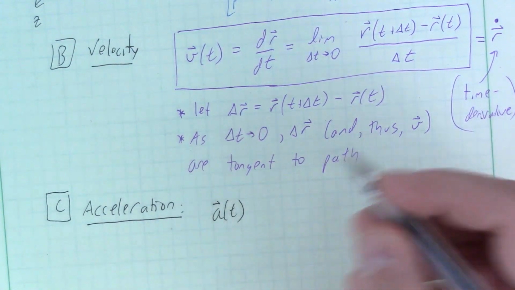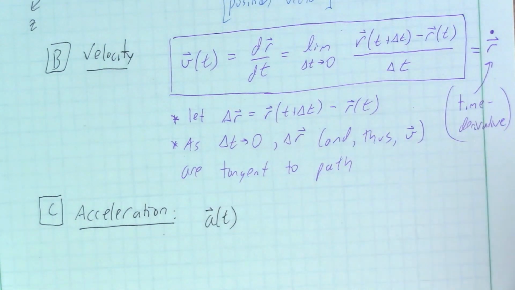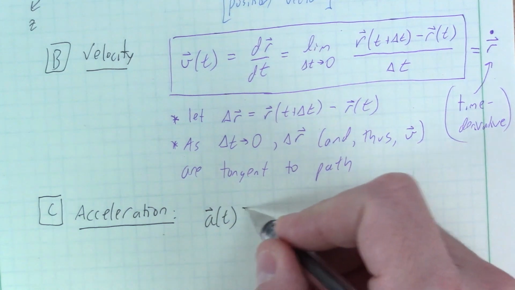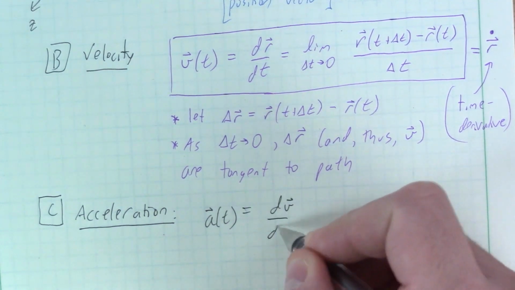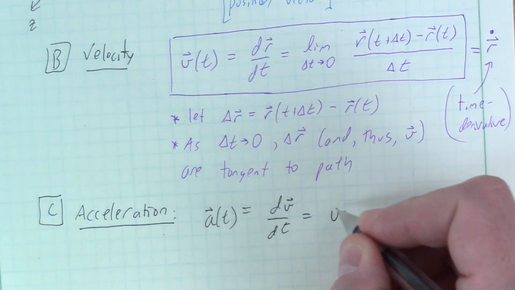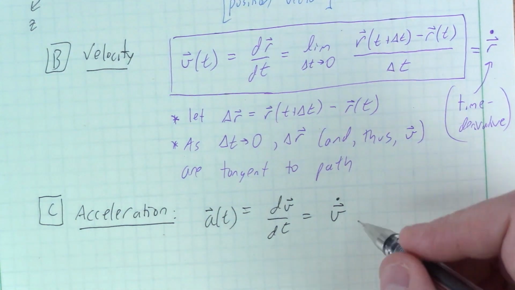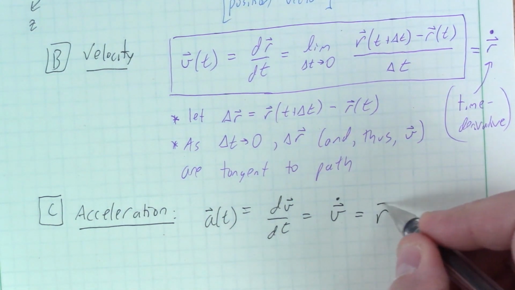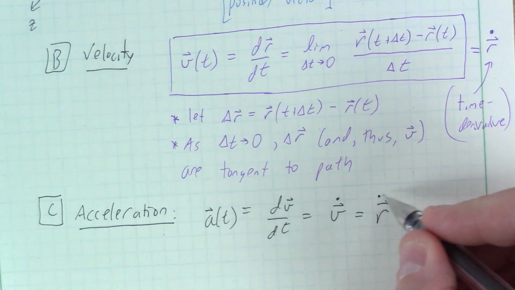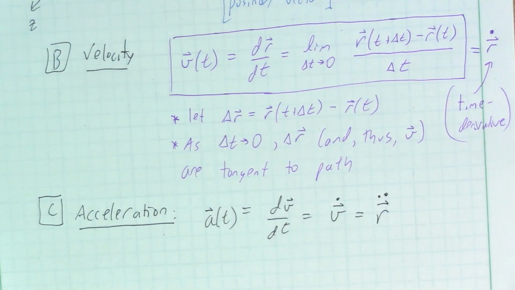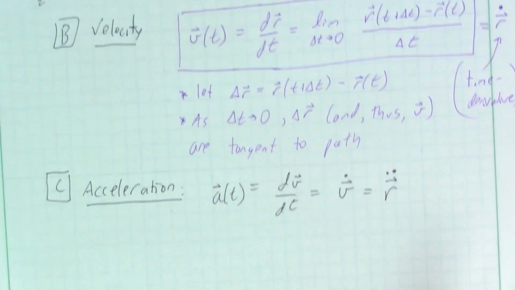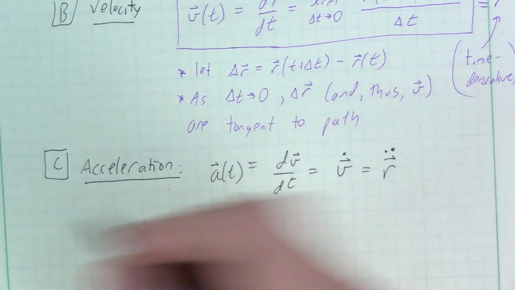Acceleration then, well, if velocity is change in position over time, acceleration is then change in velocity over time. Notationally it could be v dot, and since v is r dot, r double dot. So acceleration is the second derivative with time of position, or the first derivative with time of velocity. Okay, we got some good definitions there.